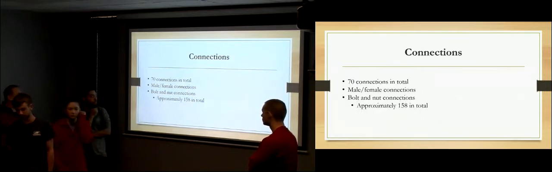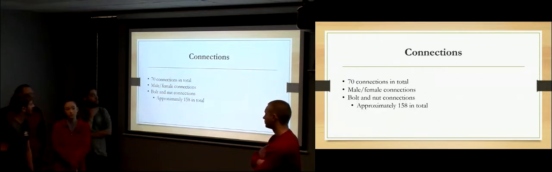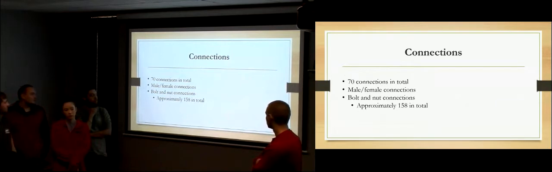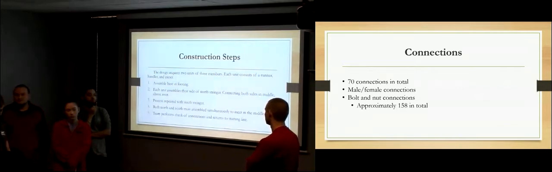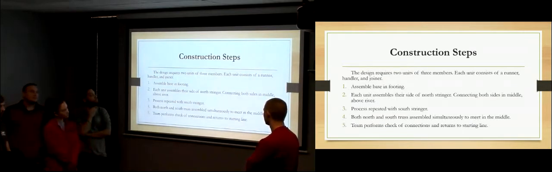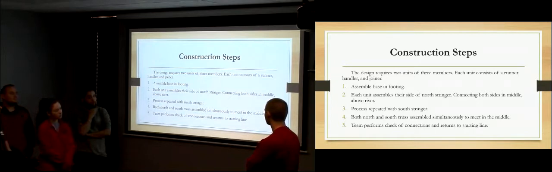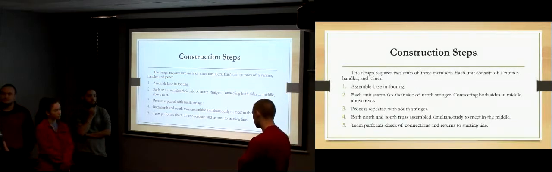Okay, we had 70 connections completely: male-female connections, nut and bolt connections, and 158 members. The construction staff required 6 members altogether, 2 teams of 3, and each unit will consist of a runner, hammer, and joiner.